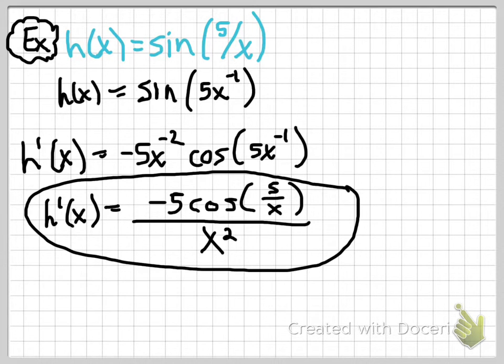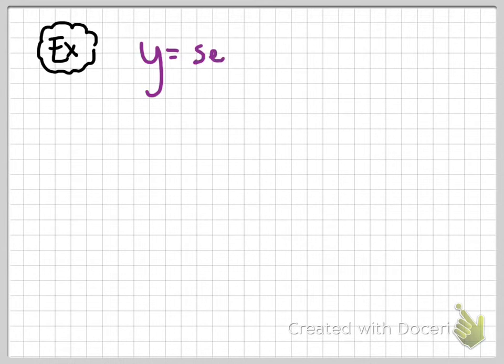Alright, so one more here. Let's say you had a double chain rule problem, our favorite. So this double chain rule is going to be y equals secant cubed of x squared. I want to derive this. Pause the video and try it. See if you can figure out what the derivative of secant cubed of x squared would be.